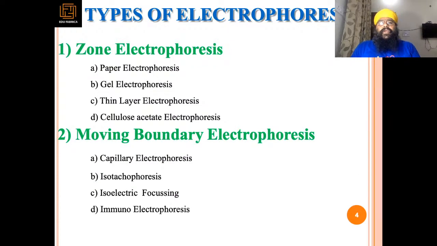There are two types of electrophoresis, that is zone electrophoresis and moving boundary electrophoresis. Zone electrophoresis includes 4 types: paper electrophoresis, gel electrophoresis, thin-layer electrophoresis, and cellulose acetate electrophoresis. And moving boundary electrophoresis includes capillary electrophoresis, isotachophoresis, isoelectric focusing, and immunoelectrophoresis.